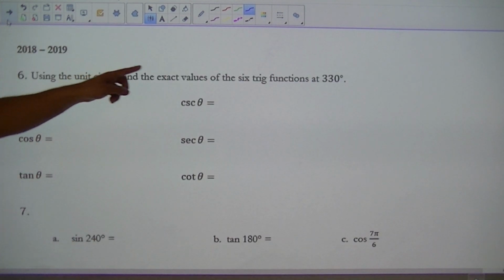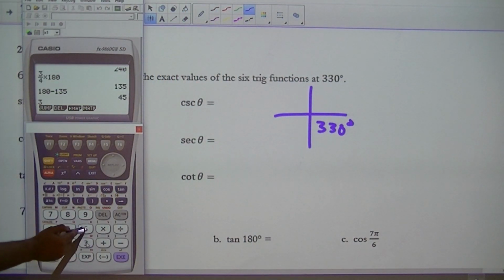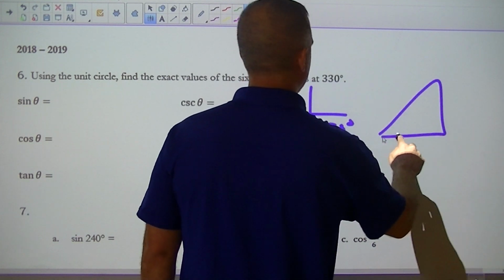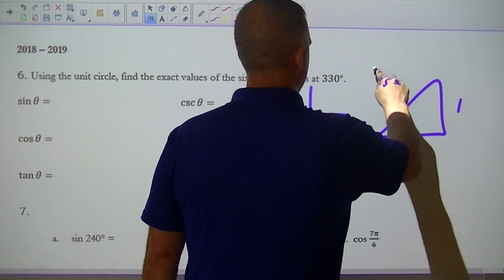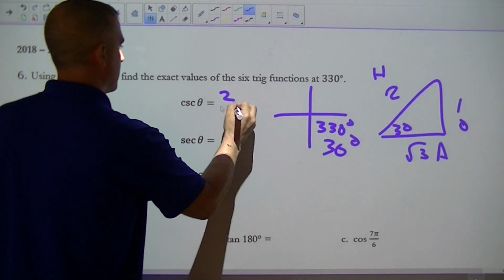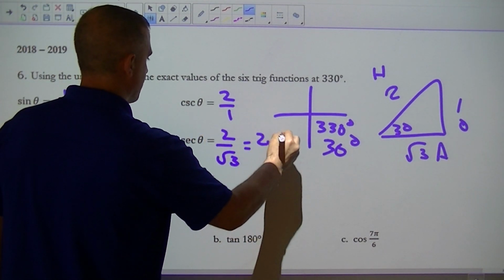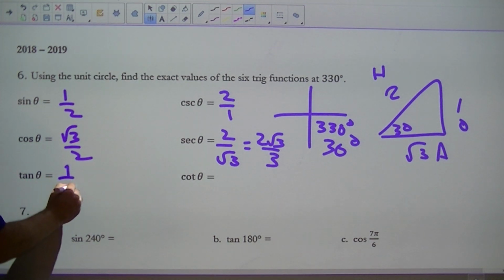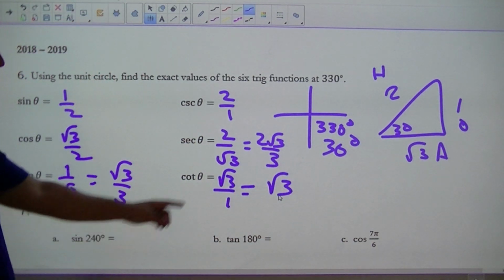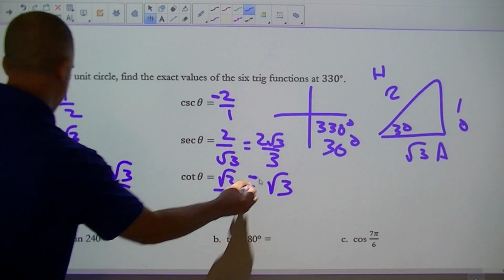Going to number 6. All right, 330. So what I want to do is figure out what the reference angle is. 30 degrees. All right, 30 degrees is the reference angle, so that triangle would be 1, square root of 3, and 2. And it's down in that quadrant. So for sine, it's 1/2. Cosecant, it's 2 over 1. For cosine, it's square root of 3 over 2. For secant, it's 2 over square root of 3, which becomes 2 square root of 3 over 3. For tangent, it's 1 over square root of 3, which becomes square root of 3 over 3. Cotangent is square root of 3 over 1, which is just square root of 3. Okay? In this quadrant, only cosine and secant will be positive. So these are going to be negative.